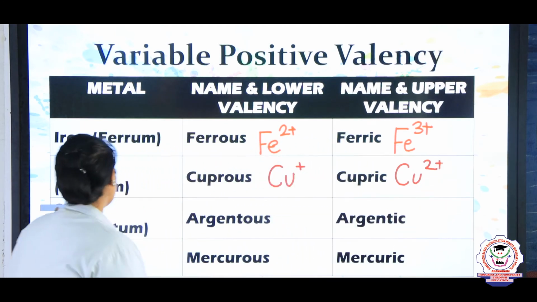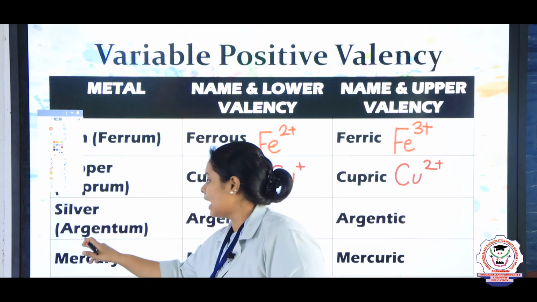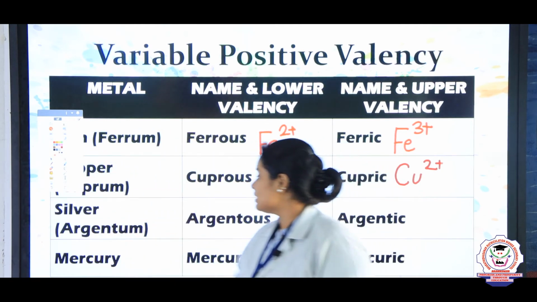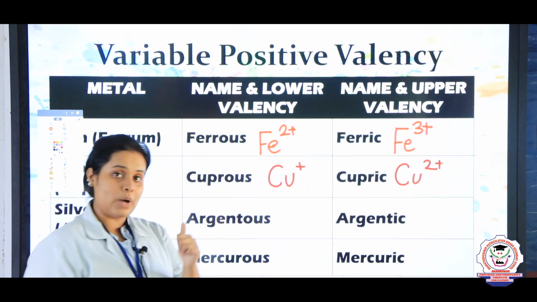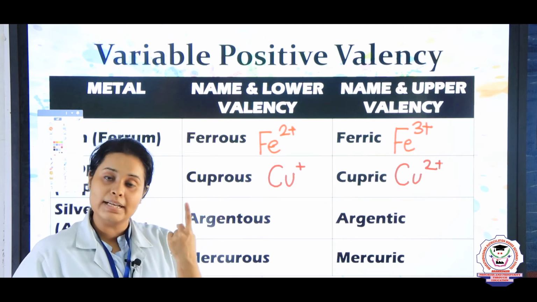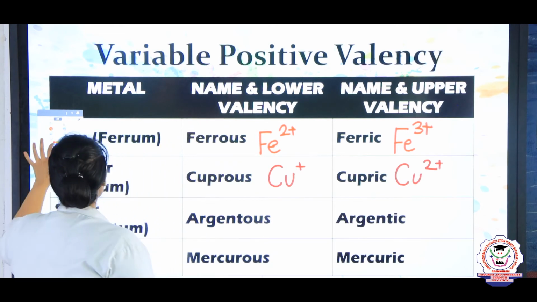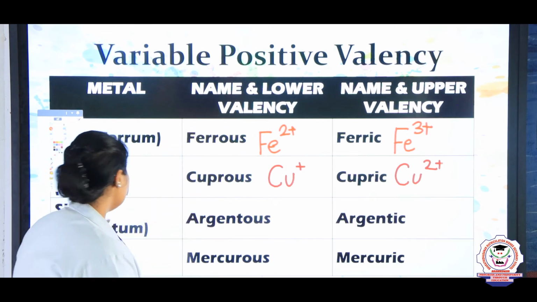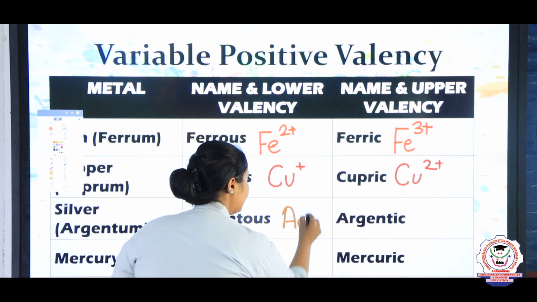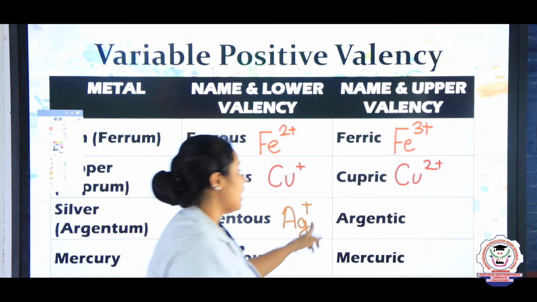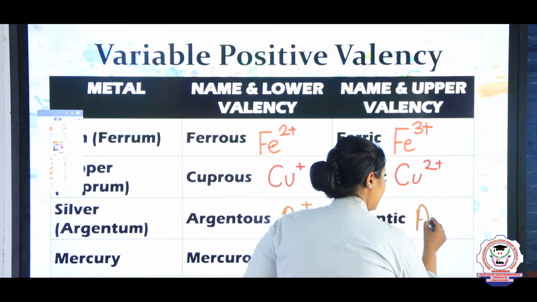Same way, children, after that comes silver. Silver has one more name, which is argentum. Argentum can have 2 kinds of valency: one is positive of 1 electron, and the other is with 2 electrons removed. Here, the first one is argentous, which is removal of 1 electron. Same way, argentic is removal of 2 electrons, and it will become Ag2+.